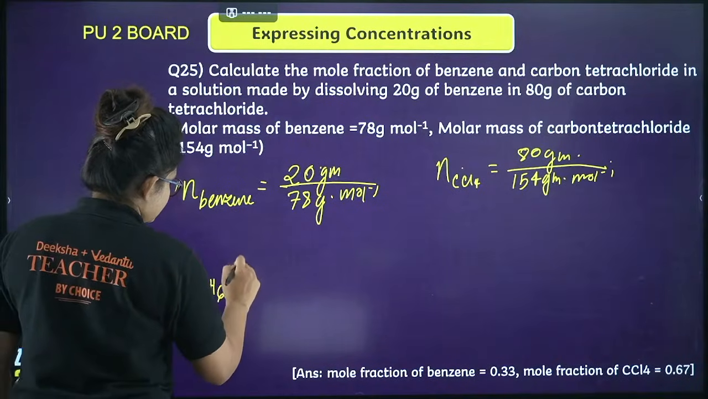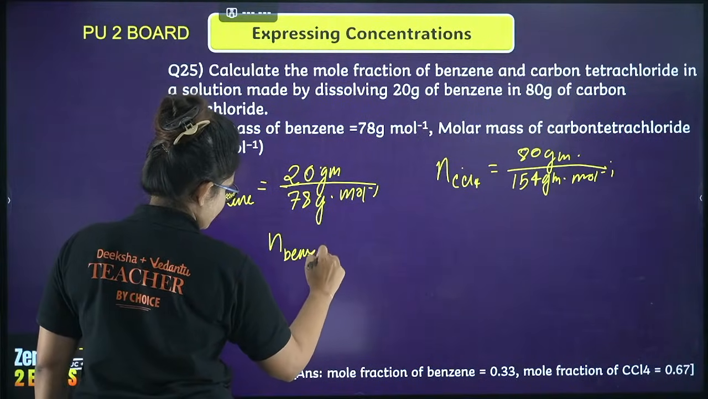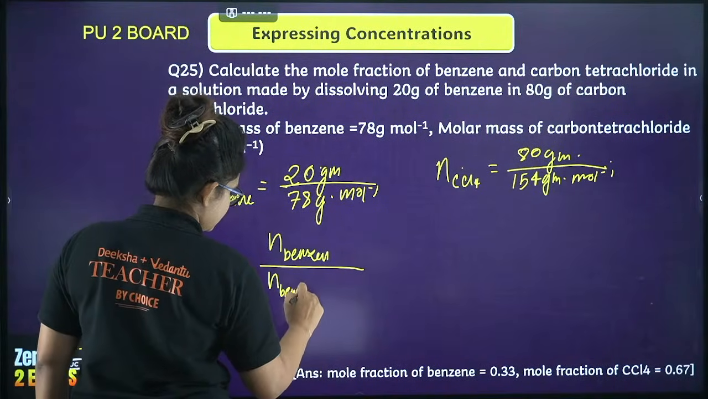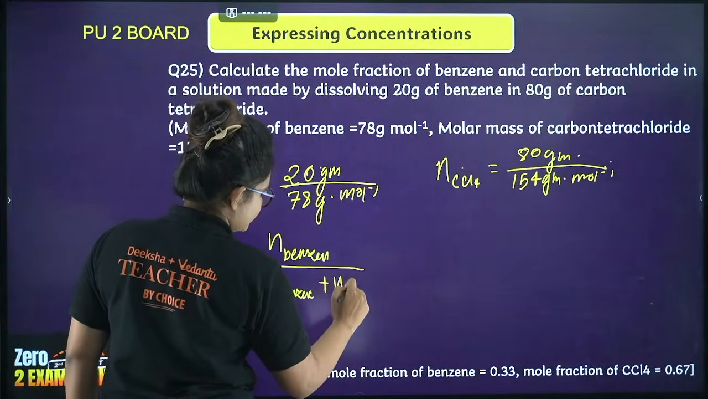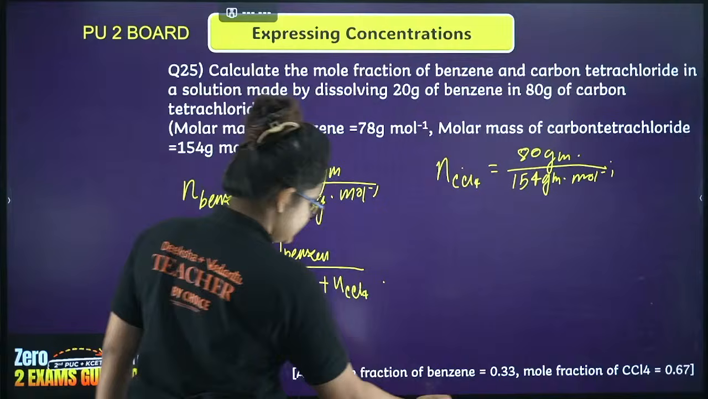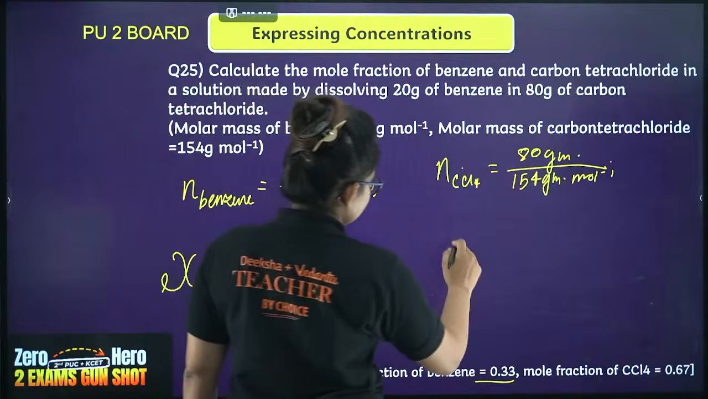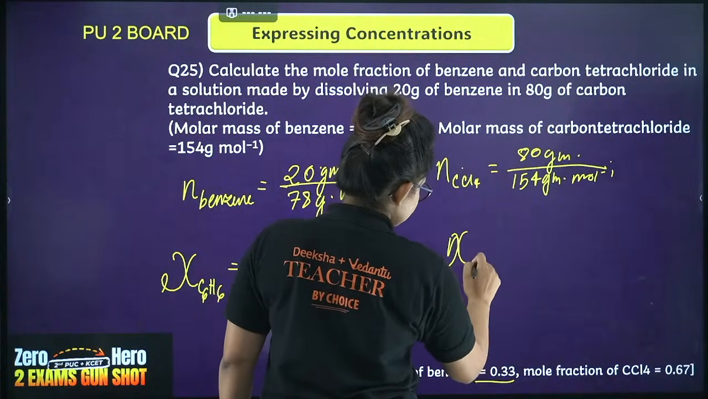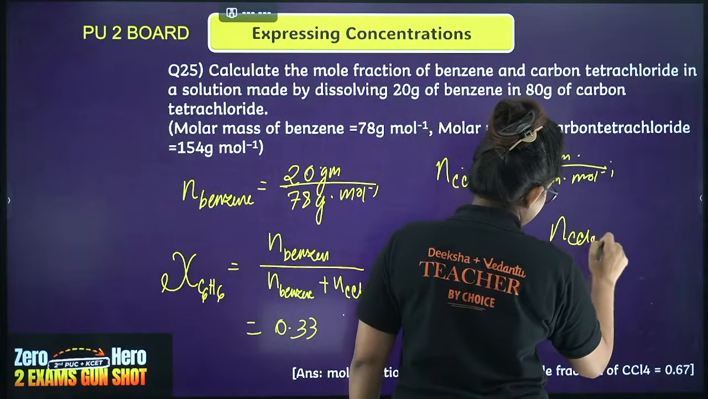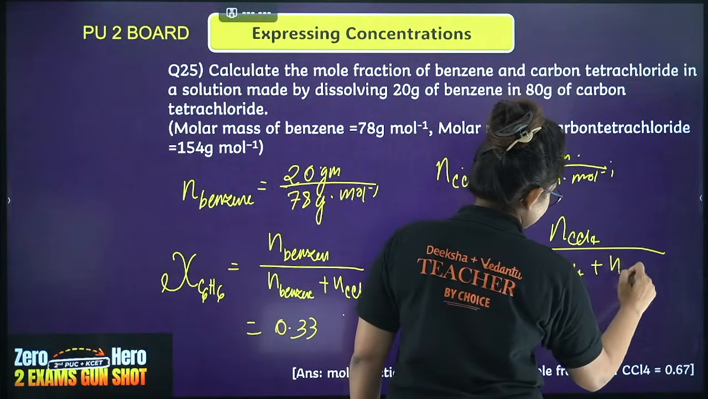Okay, so now if you put the formula over here, the mole fraction of benzene, C6H6, must be number of moles of benzene divided by number of moles of benzene plus number of moles of CCl4. If you put those terms here, you will get the answer. You can see the mole fraction of benzene will be 0.33. For the mole fraction of CCl4 also you can proceed in the same way: number of moles of CCl4 divided by number of moles of CCl4 plus number of moles of benzene.